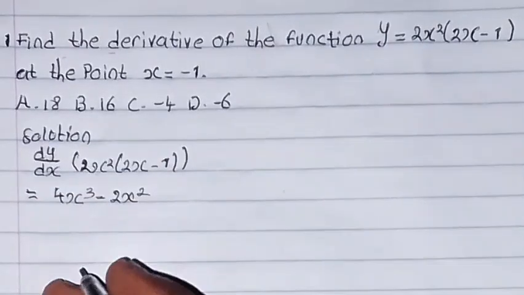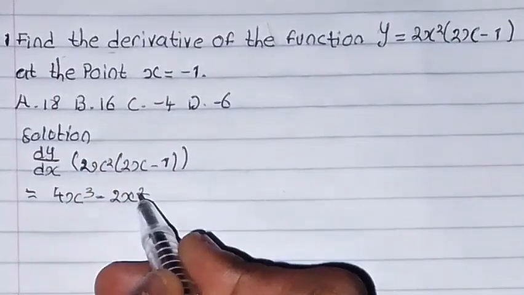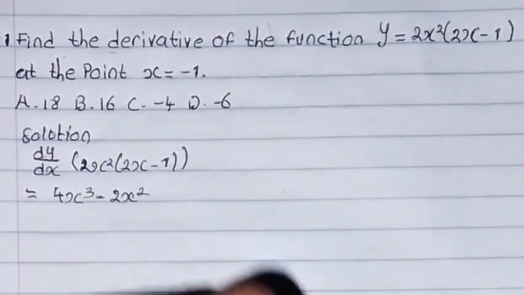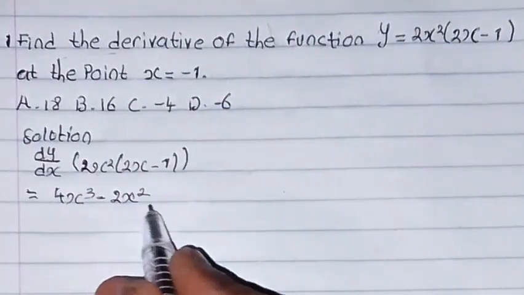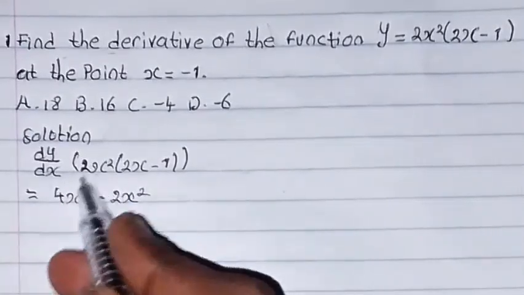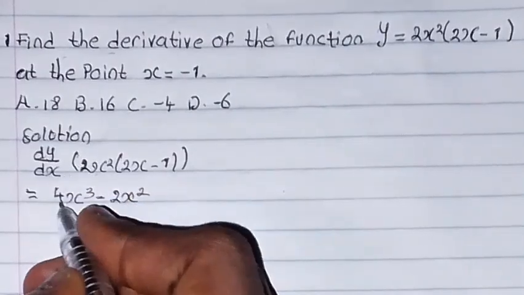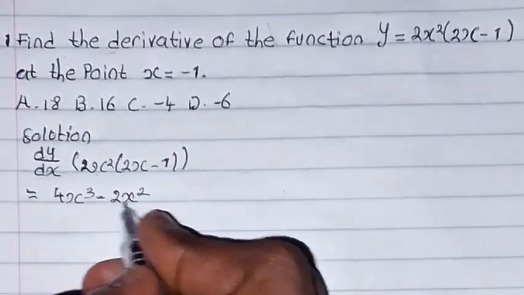Now when we have an equation like this, and we are told to find the derivative of this equation, we are going to find the derivative of each individual term which contains x. So I'm going to find the derivative of 4x cubed, and the derivative of 2x squared.